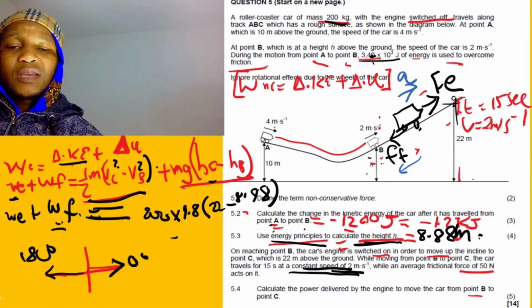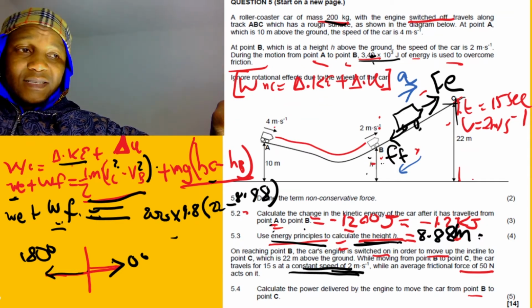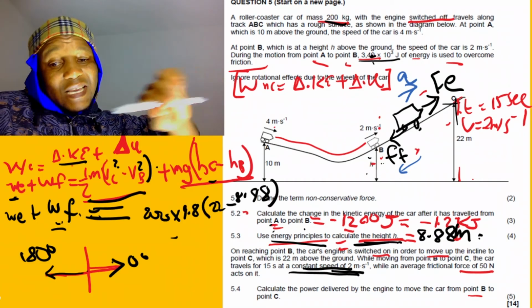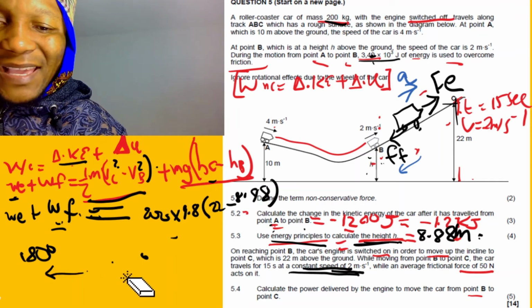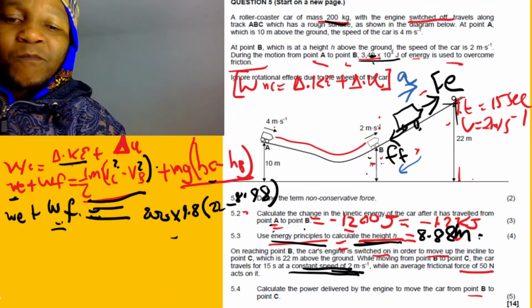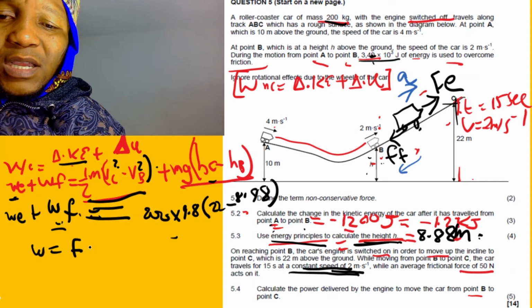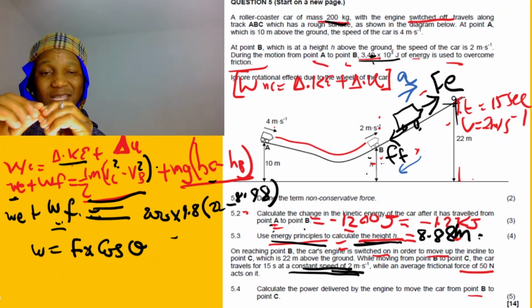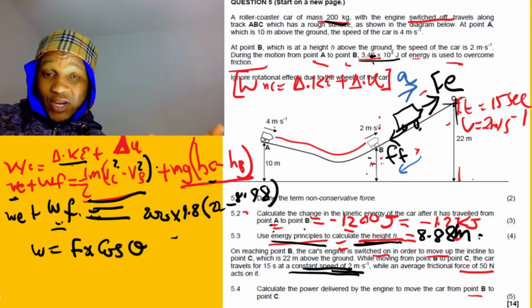Because this is the opposite of that, the opposite is what? 180. That side is 0. 180, 0. Now let's come back here to the business. What is work done? Work done on anything equals force times displacement times cos of angle. That's how you get the work done on anything. Displacement means the distance in a certain specified direction.